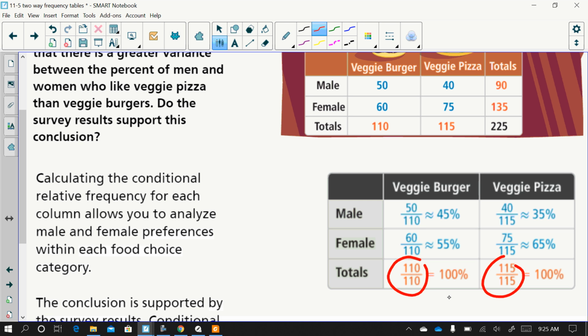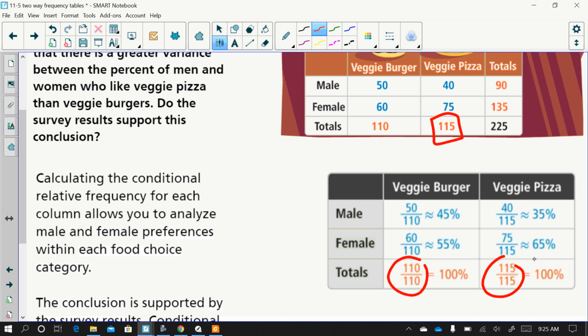Now I'm looking at the veggie pizza. I had a whole total of 115 people pick the veggie pizza. So I'm going to take 40 divided by 115, I get 35%. 75 divided by 115, I get 65%. Okay, so we like to say there's a greater variance between the percent of men and women who like pizza than the burgers. So let's talk about the pizza.